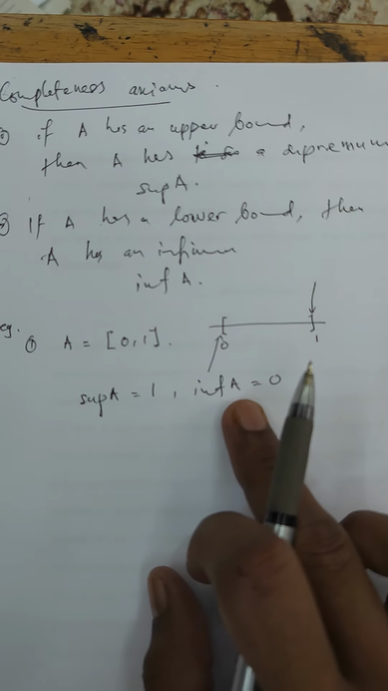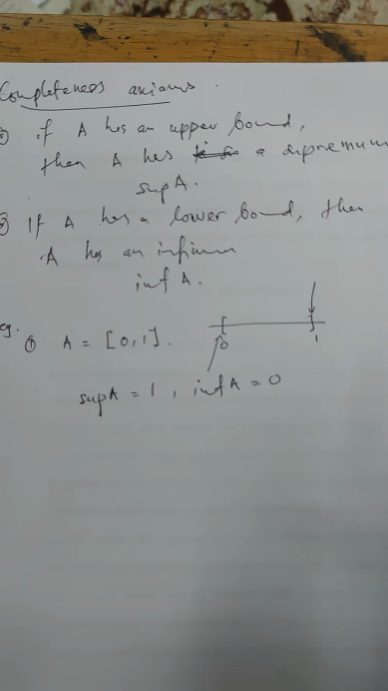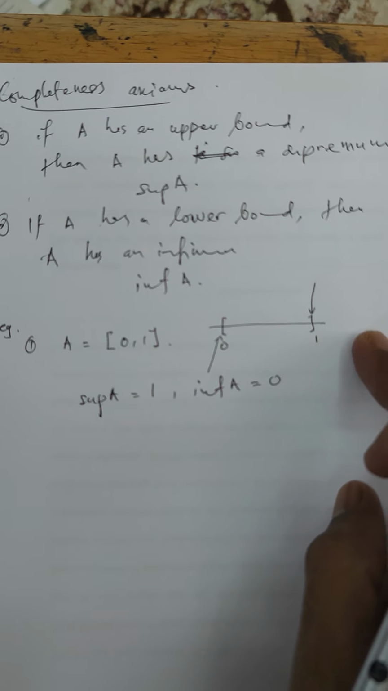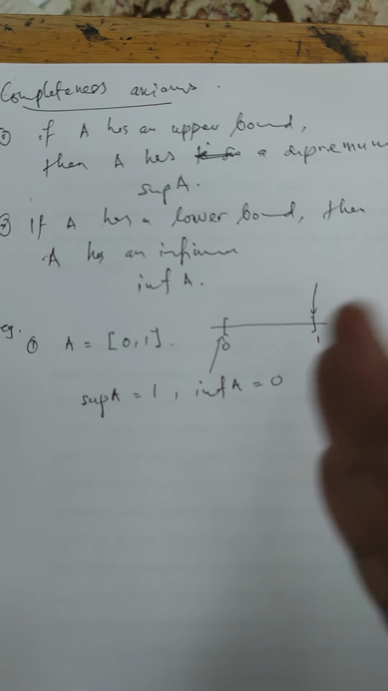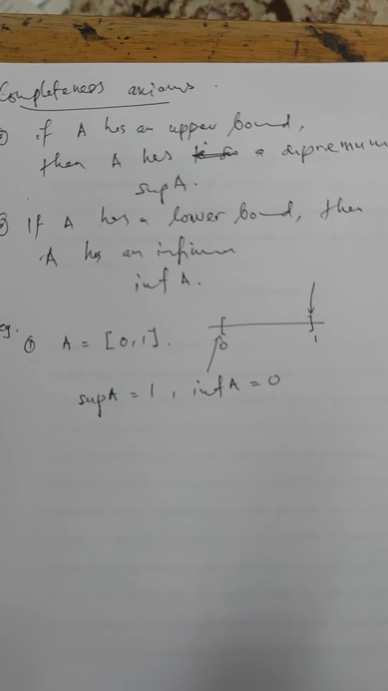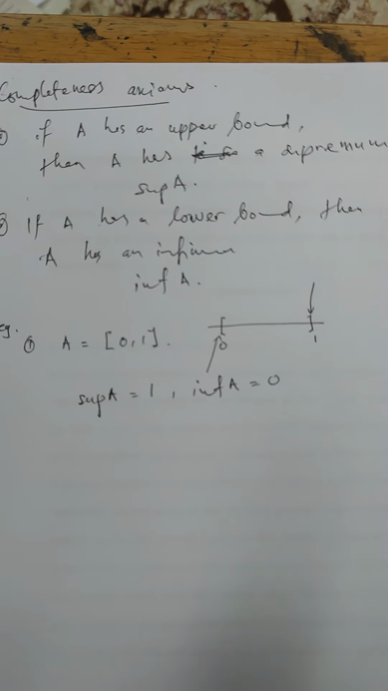If we just consider upper bound, well, 1.1 is an upper bound of A, because it's outside, and none of the elements of A will exceed 1.1. That's also an upper bound, but we are looking for the least upper bound. So 1 is the least upper bound.